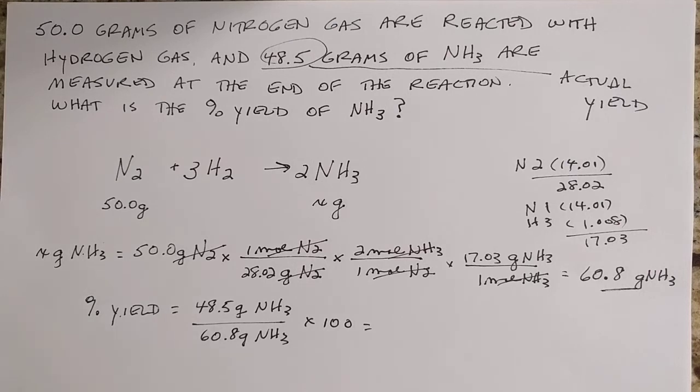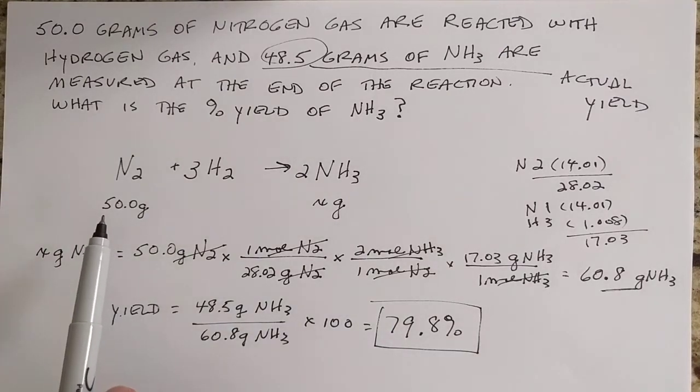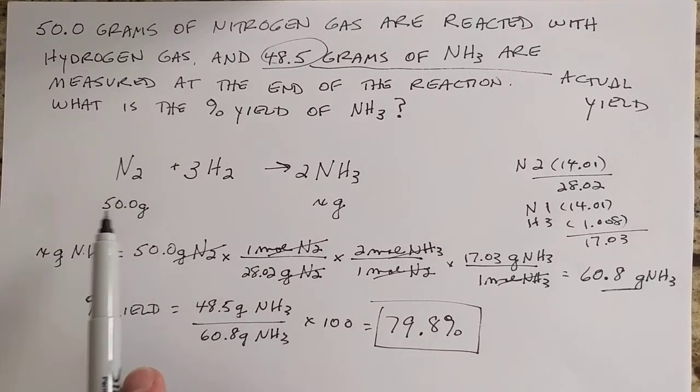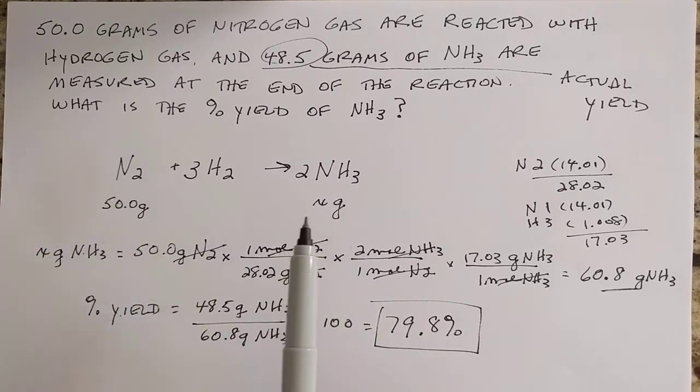48.5 divided by 60.8 times 100, and 3 sig figs. This has unlimited, that's not a measurement. So 3 sig figs, we get 79.8% for our percent yield. Okay, so this 50, you would never use that in the percent yield calculation because nitrogen is a reactant. So our stoichiometry, what we calculate, is always going to go in the denominator.